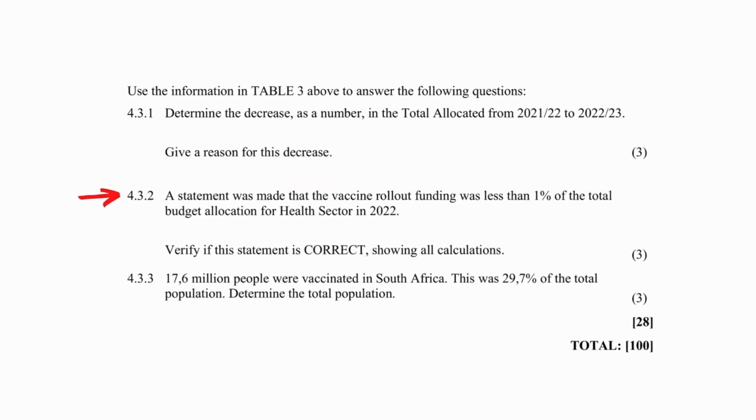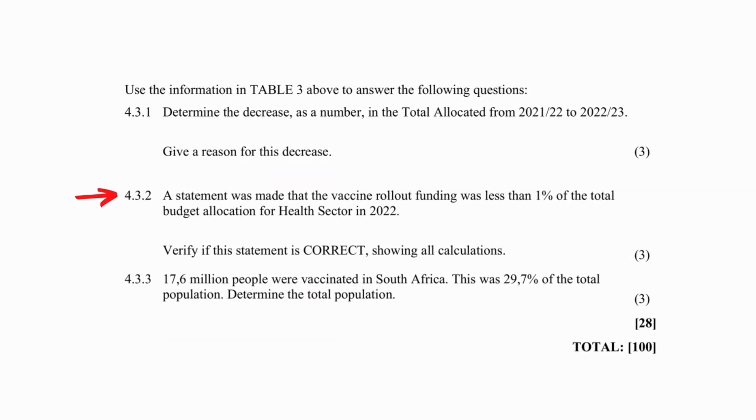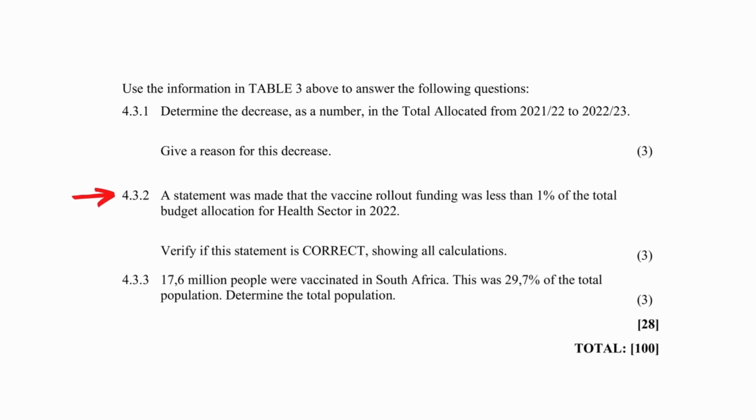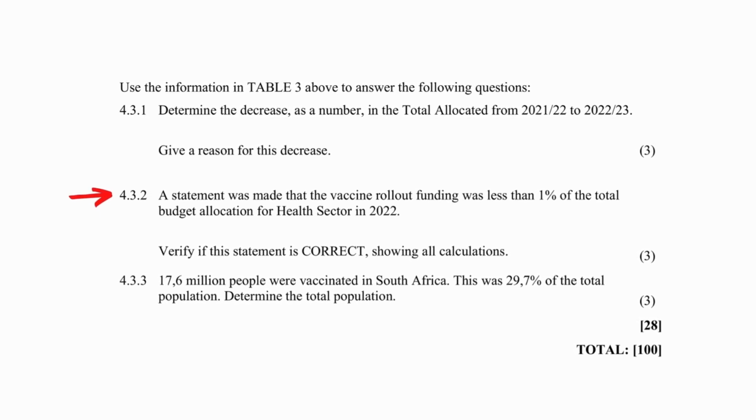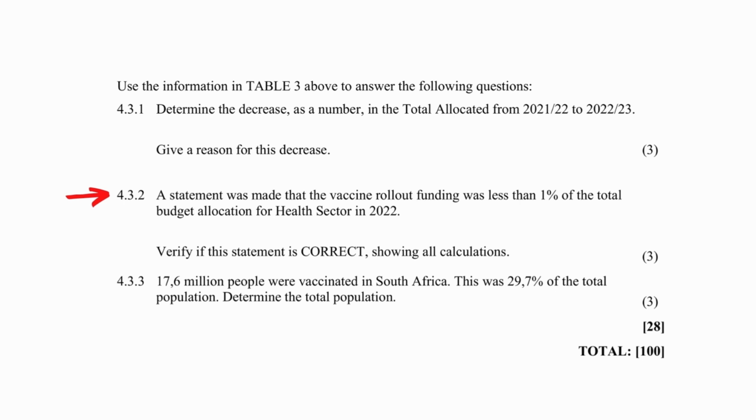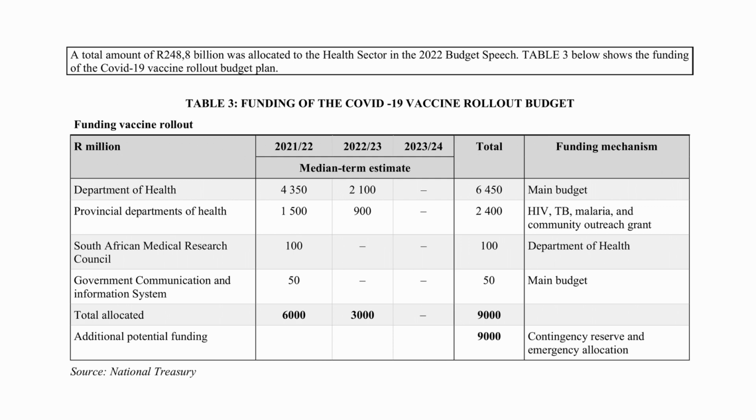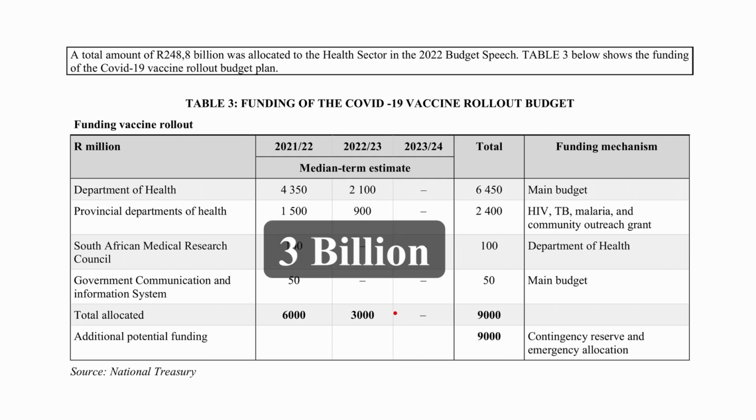In question 4.3.2, a statement was made that the vaccine rollout funding was less than 1% of the total budget allocation for the health sector in 2022. You will have to verify if this statement is correct. In 2022, the total amount of 248.8 billion Rand was allocated to the health sector. The total allocated budget for the 2022 vaccine rollout was 3 billion Rand.